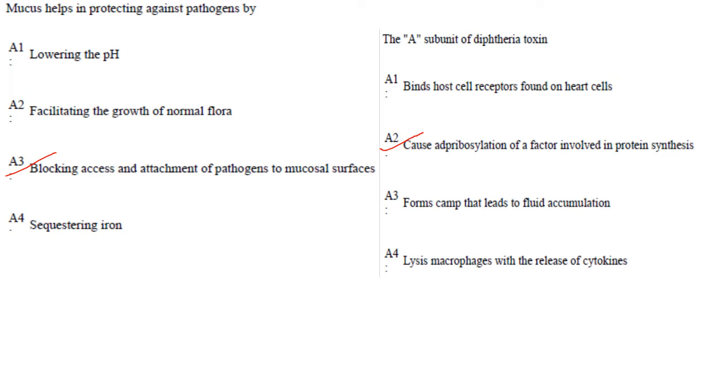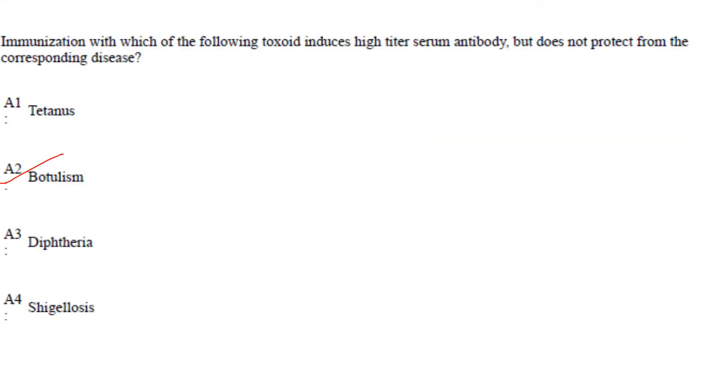Then next one. The A subunit of diphtheria toxin catalyzes ADP ribosylation of the elongation factor EF2. That is what the A subunit of diphtheria toxin does. Binds host cell receptors found on heart cells, no. Causes ADP ribosylation of a factor involved in protein synthesis, that is correct. Immunization with which of the following toxoid induces high titer serum antibody but does not protect from the corresponding disease? It is botulism. Answer is option 2.